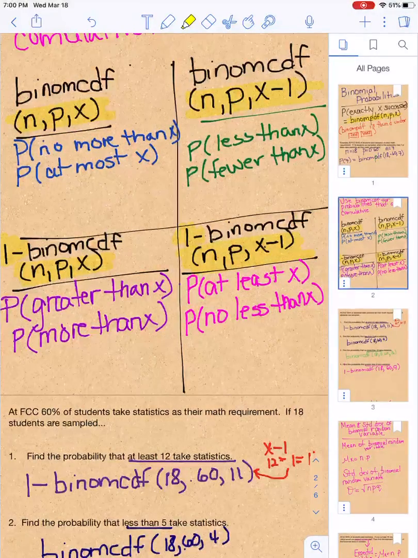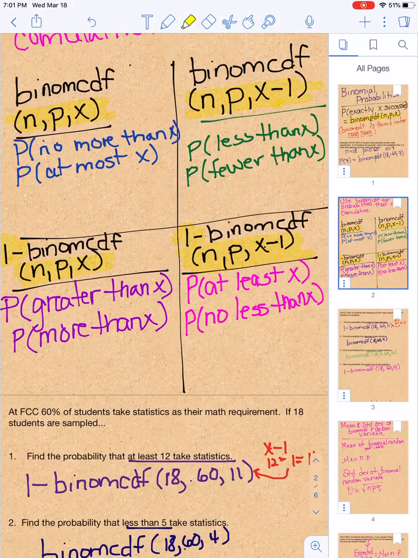So I broke this down into categories, and this is when you would use each one of these. So if we said no more than X or at most X, you just put in NP and whatever that number is. So if they said no more than 3, you'd put 3 in for X. If they said less than or fewer than X, so let's say less than 3, fewer than 3, you would put in 3 minus 1, so you would put in 2 instead, for that third number.